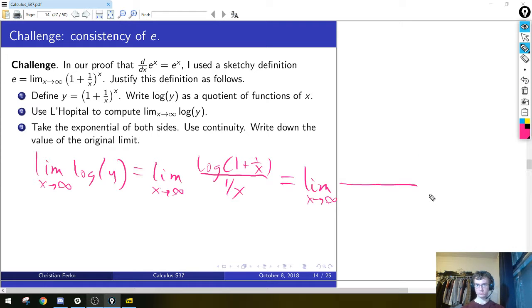Taking the derivative of the top and bottom, we are going to start by chain ruling the top to see that we're going to have 1 over 1 plus 1 over x times negative 1 times x to negative 2. Good, I'll put it downstairs, but yeah, looks good. Okay, and the bottom?